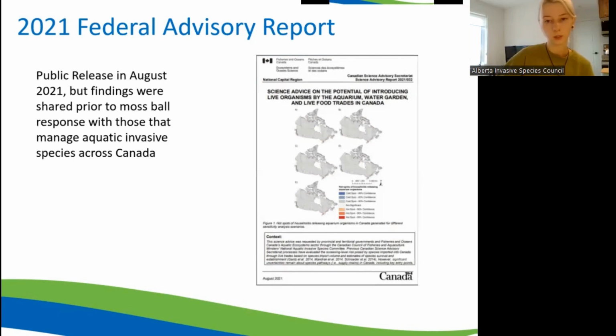Based on a 4-month period in 2018, the greatest number of live organisms was imported by the live food trade, which is around 82 million. As you can imagine, though, a lot of this live food is then consumed. That was followed by the aquarium trade with 4 million organisms and the water garden industry with 3 million organisms. The movement of live organisms within Canada is documented from the ports of entry to the distributors, but not from distributors to retailers and end users. So we don't really have any clear idea of where they go from there.